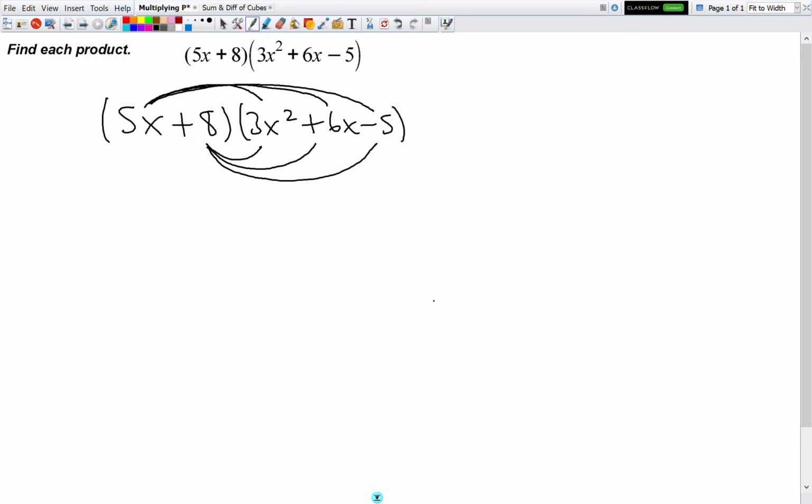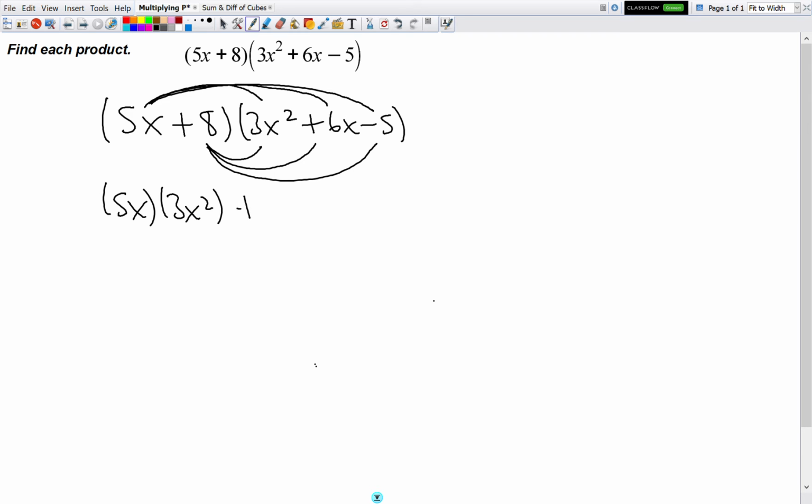I guess I'll take the long way around this problem. It's going to involve more writing like usual, but at least it'll keep you aware of what's happening as far as how I get certain numbers. So let's start with 5x times these three things. We have 5x times the three things in the other parentheses. So 5x times 3x squared.